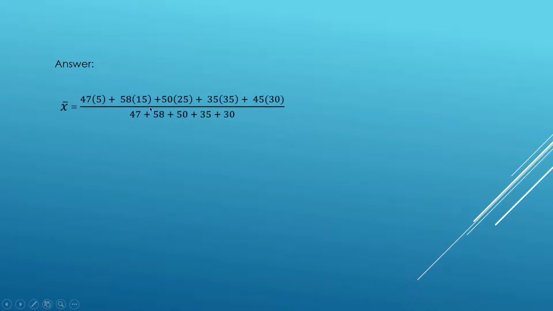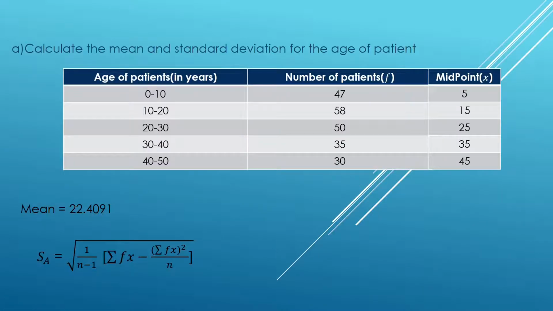After we identify our x value, then we have to substitute all the values into the formula. So here we have our observations divided by total frequency, which equals 22.4091. Okay, right now we need to find the standard deviation for the age of patients.